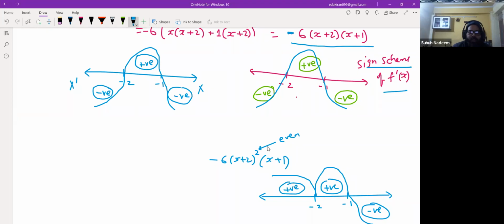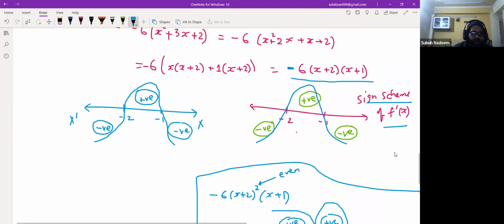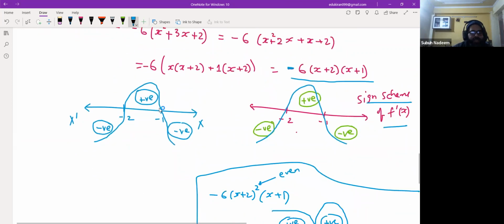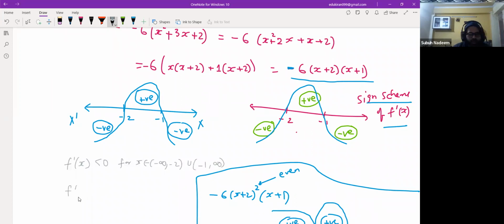Mostly you will get the questions where the power is odd. So this is how we plot the sign scheme. This sign scheme helps us to determine the sign of f dash x. So this f dash x, as you can see here, is less than 0 where? For x belonging to minus infinity comma minus 2 union minus 1 comma infinity. And f dash x is greater than 0 for x belonging to minus 2 comma minus 1.